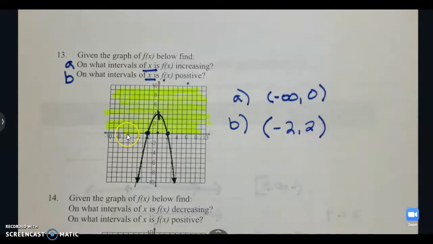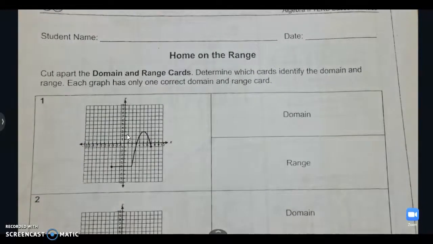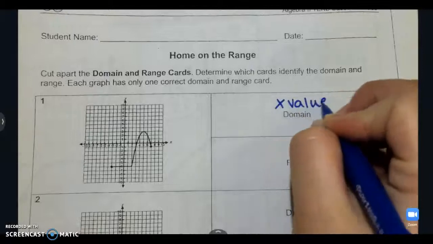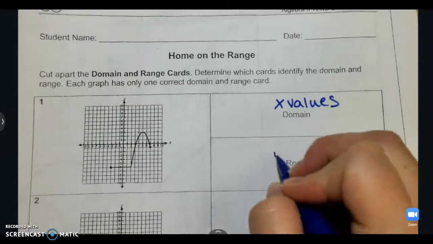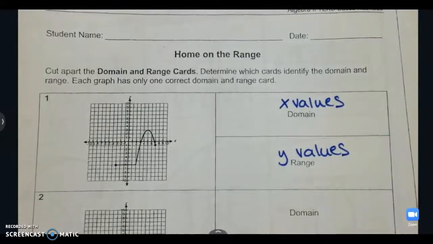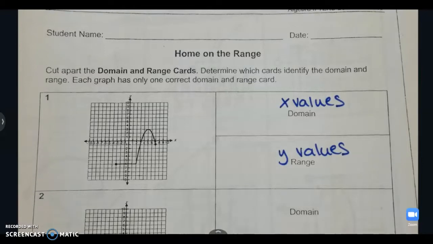Okay? We are going to go on to the next slide and talk about domain and range. Domain is our x values, and range is our y values. We have 2 ways that we can represent this information. We can use interval notation, which we've learned, and we can also use inequality notation. You need to know both because on your quizzes and tests, it's going to ask you for one or the other.